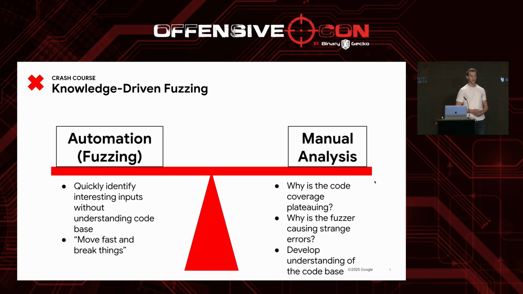When a lot of people think of fuzzing, they might be a little turned off to it. They think of it as high level, not really getting into the weeds, just sending random input and hoping it crashes something. I tried to take an approach that I like to refer to as knowledge-driven fuzzing in my research. This is a blend between automation, which is your fuzzing, and that allows you to quickly identify interesting inputs without really understanding the code base yet, and use that move fast and break things mentality that we like to talk about in the San Francisco Bay Area. And then you combine that with more manual analysis. As you're fuzzing, you look at the code coverage and you say, okay, why is this plateauing? What assumptions have I made that are invalid? Or what initialization am I not taking into consideration with my fuzzer? This allows you to develop a deeper understanding of the code base and build up your knowledge as you go along. I think these two auditing approaches work really nicely together.